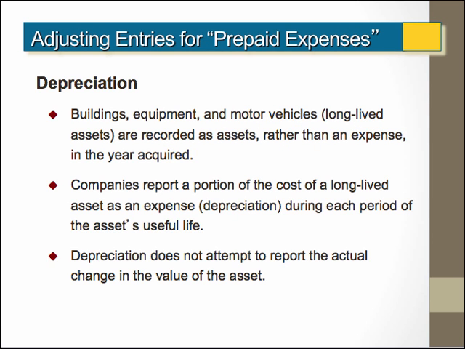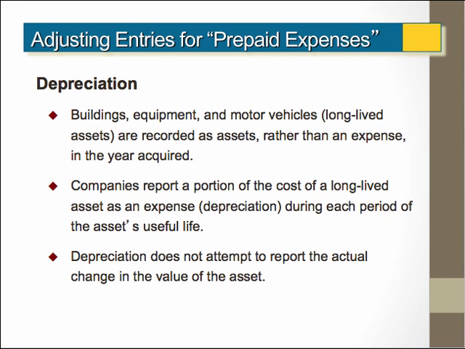Another deferred expense that we need to make adjusting journal entries for is when we acquire long-term assets such as buildings, equipment, and motor vehicles. When we purchase these long-lived assets, we record the entry at cost, and we make sure that we allocate the cost over the useful life of the asset. At the end of each period, we need to compute how much of the asset we've used up so that we can allocate the cost into the income statement.